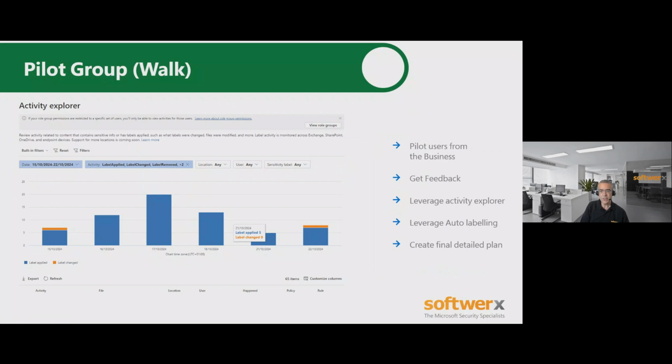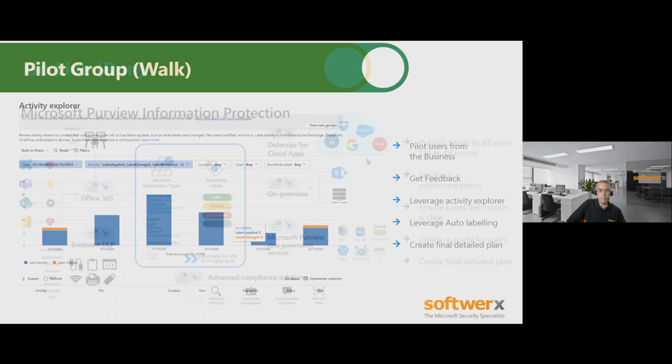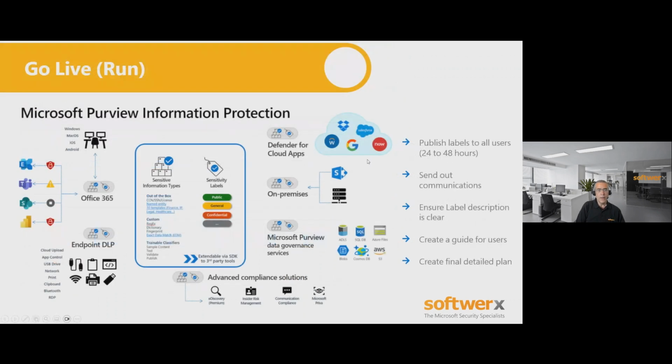Once you've received the feedback, once you've monitored that, you can then create your final plan of how we're going to deploy this throughout our whole organization. How are we going to go live with all of this to our stakeholders throughout the organization? Then go live, and the run phase is we are now up and running across the organization.